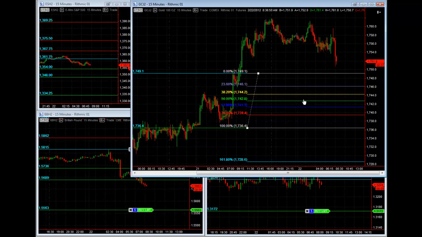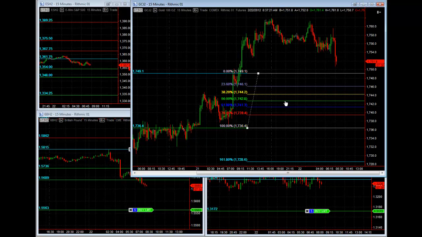If I take a long at 1749.10 and the market comes down and hits this support level, this minor support level at 42.8, I've got to now wait for it to climb another 7 points before I'm profitable. If I scale in properly, I'm not just randomly picking numbers to scale in. This is a very educated way of doing it.